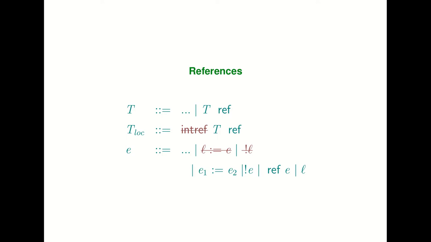a new reference. And once you have a reference, you can dereference it. You can write bang e rather than just bang l, because references are now values that can be passed around as arguments to functions and stored in data structures. And now bang e says when you get a hold of a reference, you're allowed to dereference it. And similarly, we no longer write l gets e2 to store e2 into l, because references are expressions and values. They're a fully first-class notion, and so you can compute a location that you want to store e2 into. And so we can say assign e2 to e1.